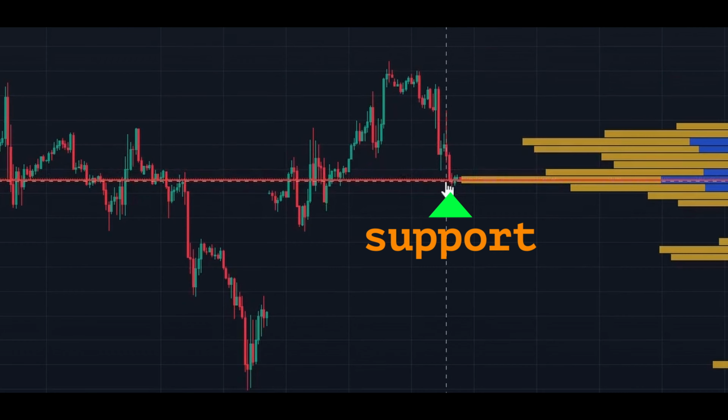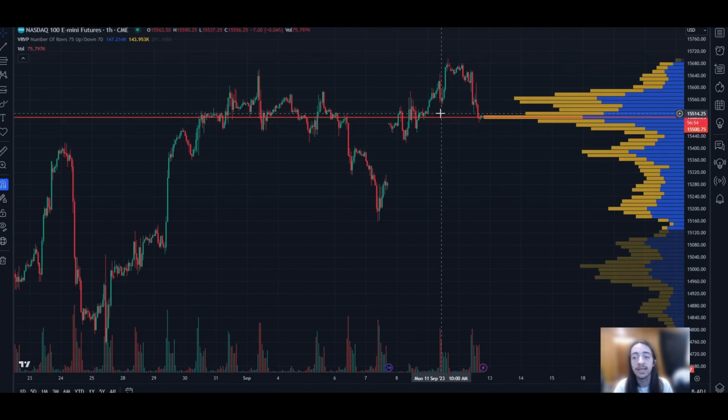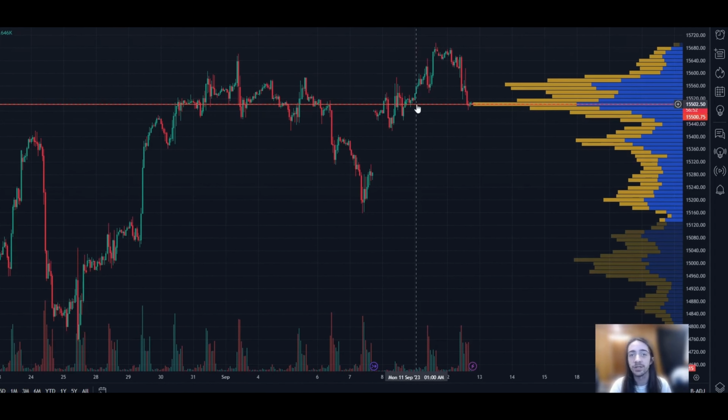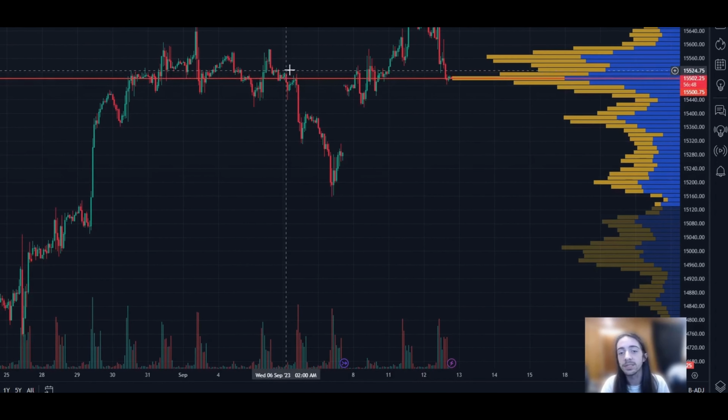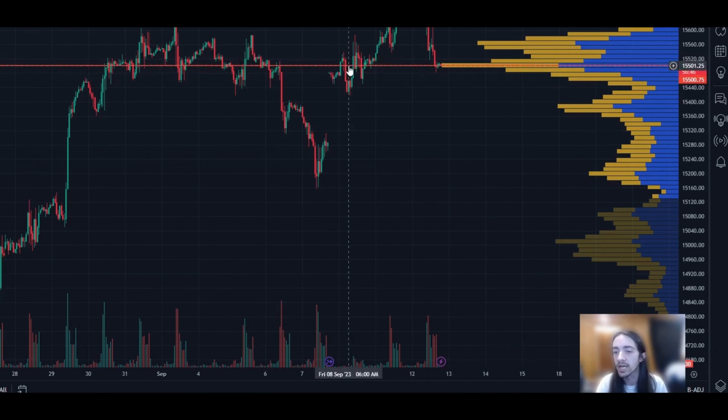Now we could use these key levels or support and resistance as targets, as areas to enter a trade, areas to exit a trade, and areas to just overall understand, okay, are we above this?